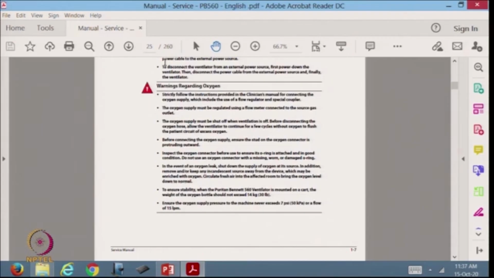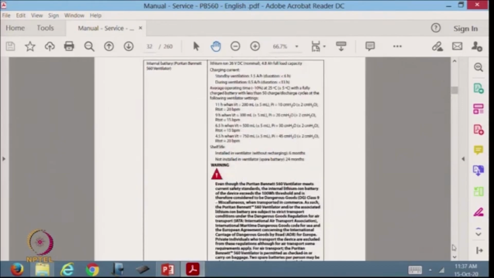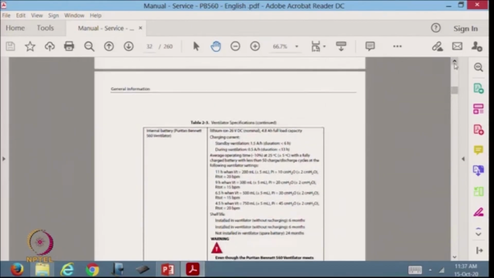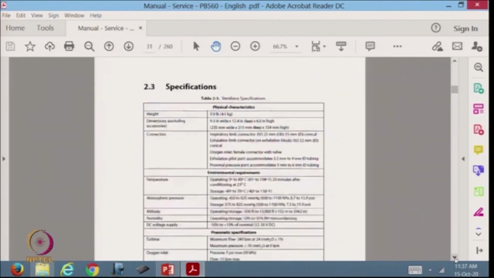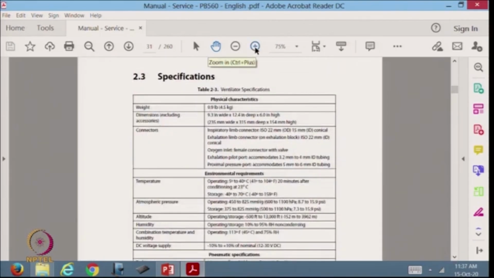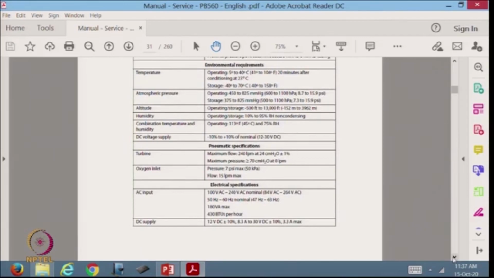So, all of this has been written, with so many things, like warnings regarding oxygen. We will not worry about all of that, but we will come here, and this table gives us the specifications of the ventilator. This is all weight, dimensions, etc., and environmental requirements, that is, under what conditions it will work. Now the pneumatic specifications: it has a turbine whose maximum flow rate is 240 LPM (liters per minute) at 24 centimeters of water column pressure, plus minus 1%.